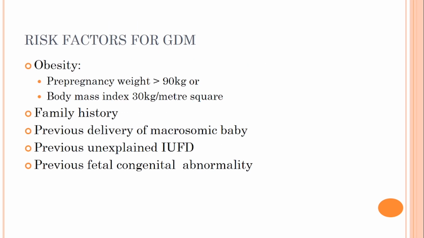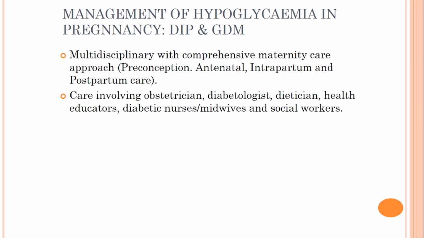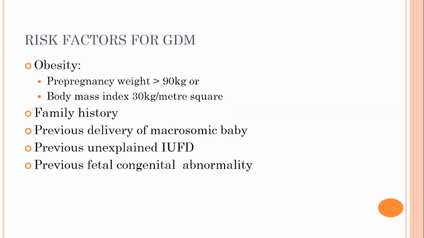So what are the risk factors for gestational diabetes? Obesity with pregnancy weight of more than 90 kilograms, body mass index of greater than or equal to 30 kilograms per meter squared, family history of diabetes mellitus, previous delivery of a macrosomic baby, previous unexplained intrauterine fetal death, previous fetal congenital abnormality.